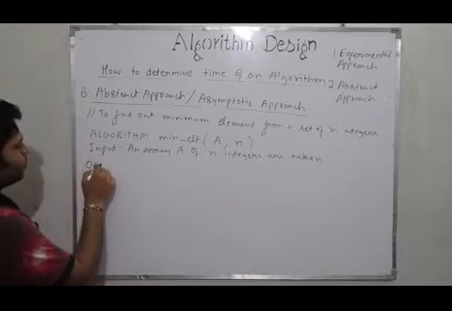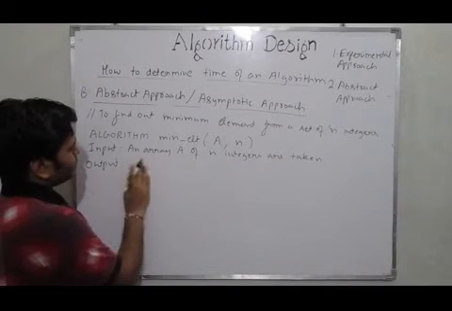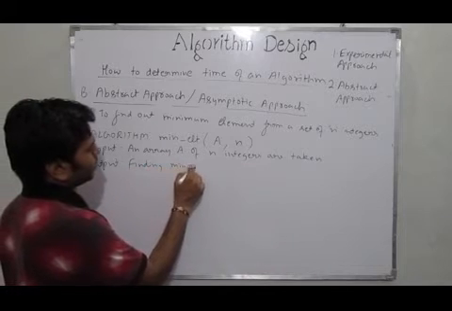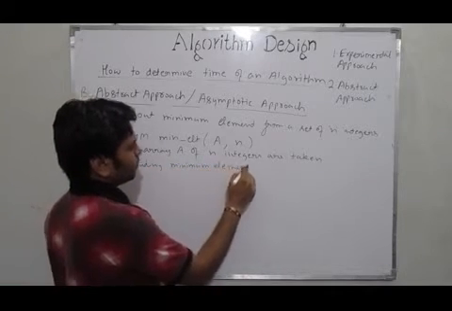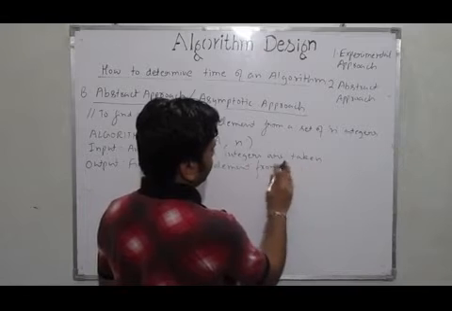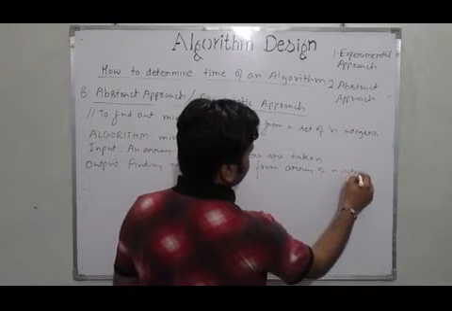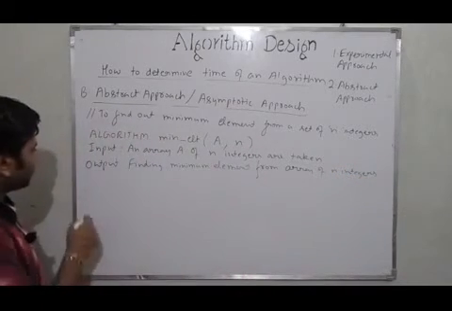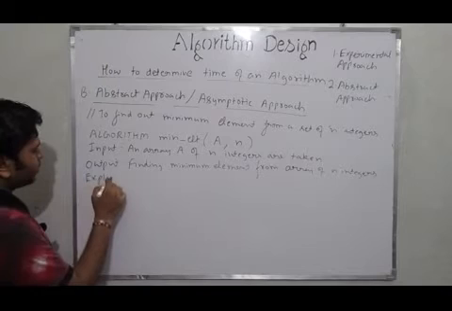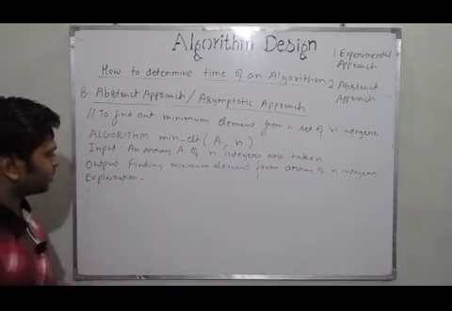And what would be the output? The output would be finding the minimum element from an array of n integers. So how can we write the program for it? How can we write a pseudocode for this? Let us understand.